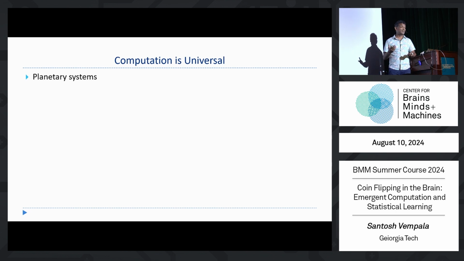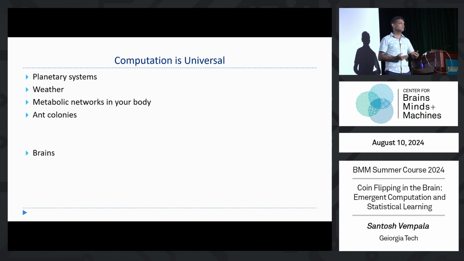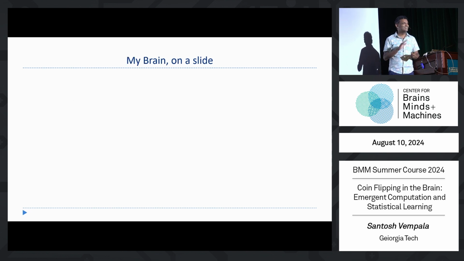There are the planets, their current state right now, and due to some rules, they'll be in a different state this afternoon, and so on. Weather, metabolic networks in your body, that's a computational system: how various chemicals change their content and their rates of change, etc. Ant colonies, but also brains. There's some physical system we don't fully understand that has state, and it's changing state based on some rules that we don't fully understand. That's one part of it.